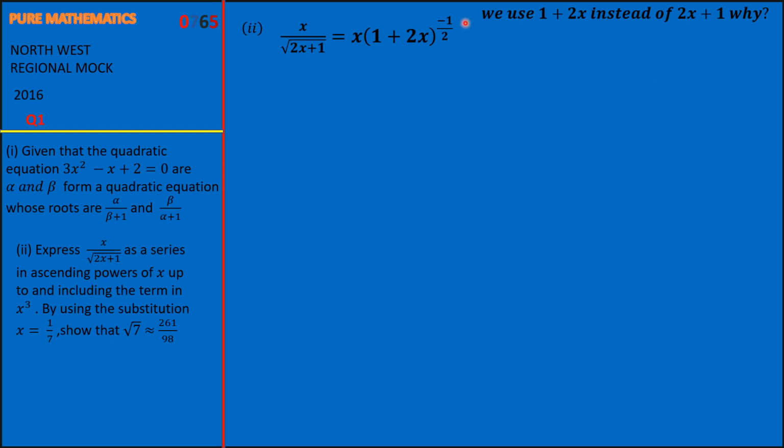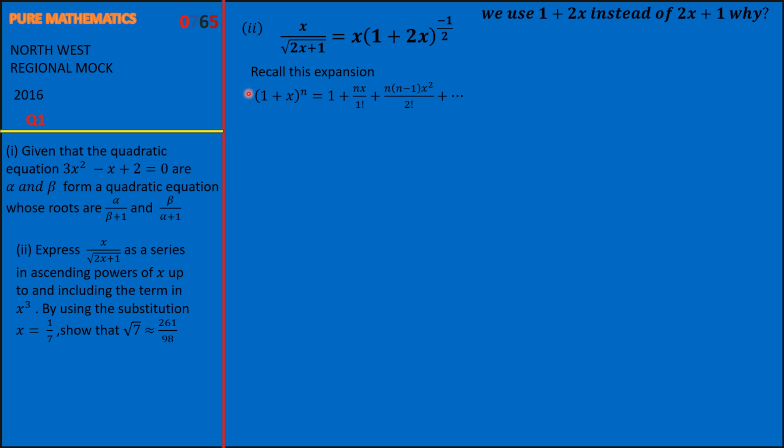Now, why are we going to use 1 plus 2x instead of 2x plus 1? The difference between these two expansions is because we are expanding in ascending powers of x. If you use 2x plus 1 and apply the binomial theorem here, you have an answer in descending powers of x. It's important to know that. The reason why I wrote it like 1 plus 2x is because I want to expand in ascending powers of x.